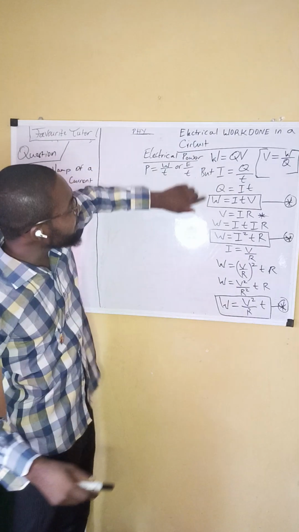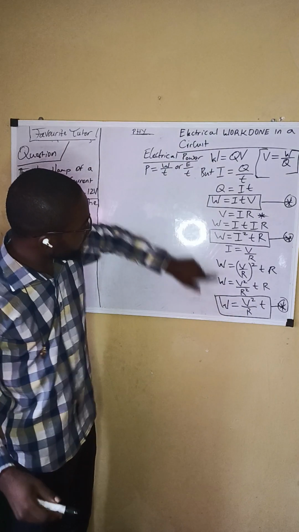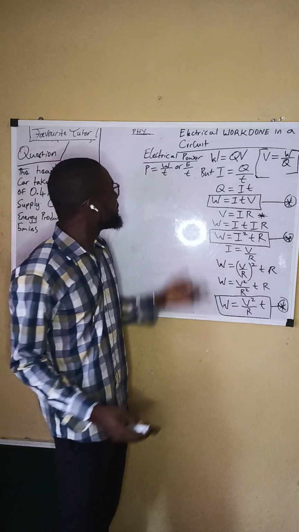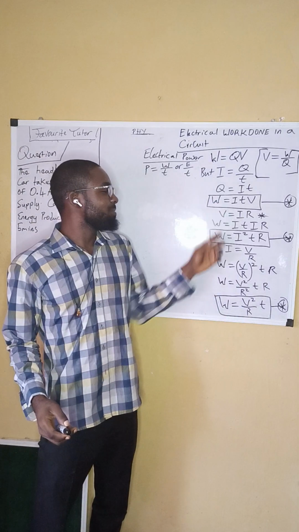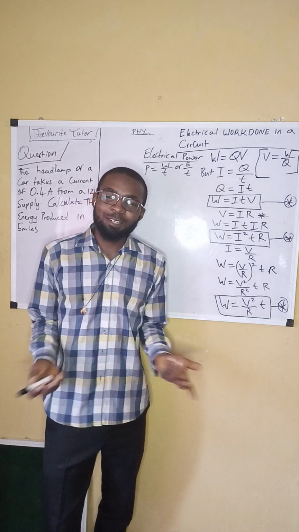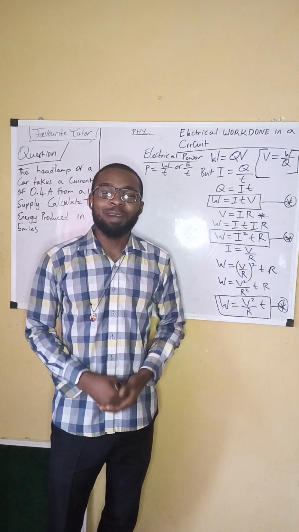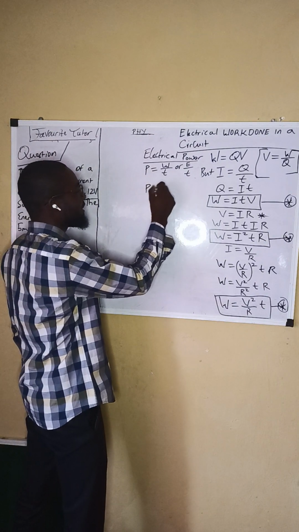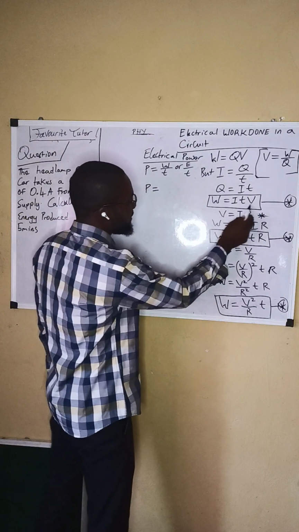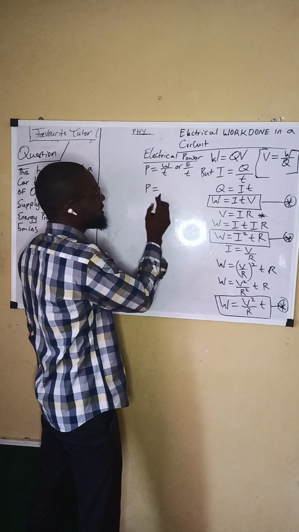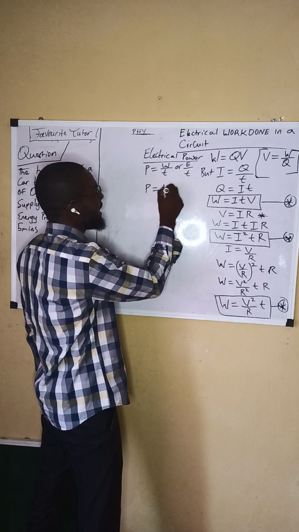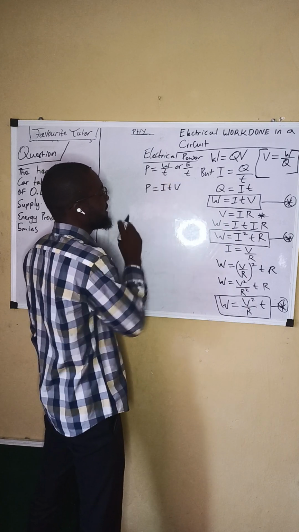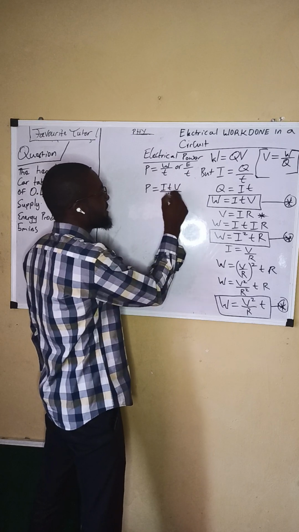Since all these are work done, what we have to do is just divide by time, and then we have the equation for power. So the first equation of power will be: this is work done, therefore work done, I T V, divided by time.